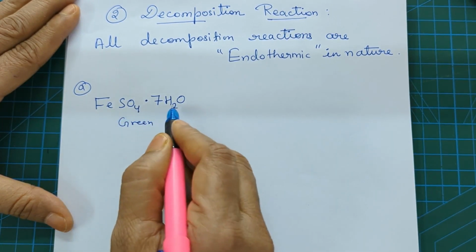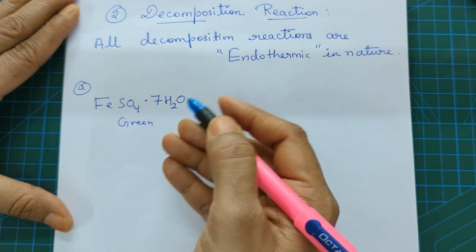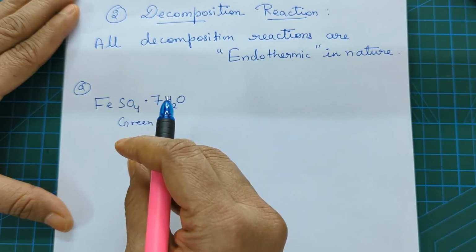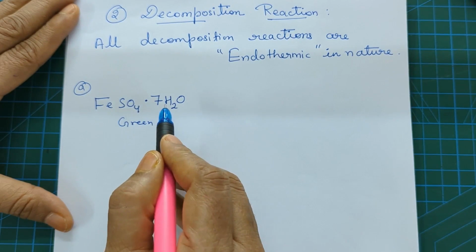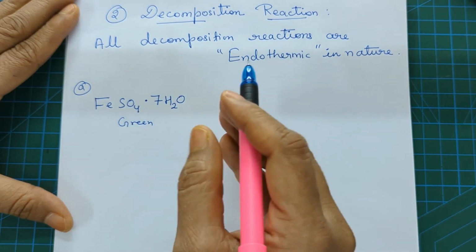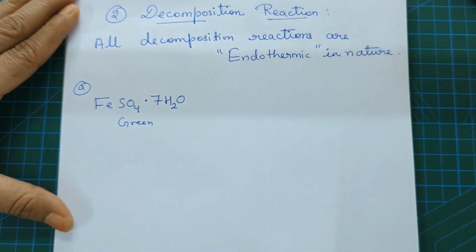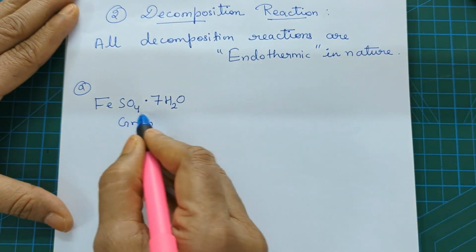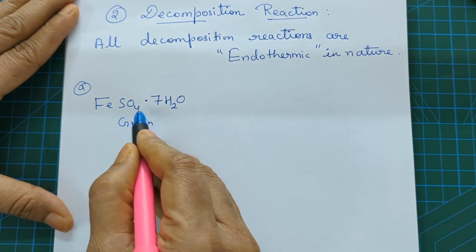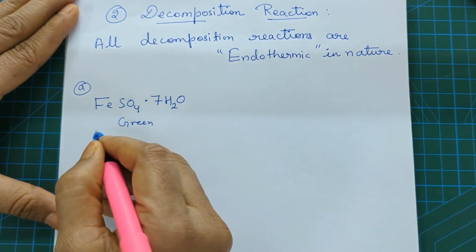And what is the name of this compound which is going to decompose by absorbing heat energy? Absorbing heat energy means this has to be heated. As a result, its different compounds are separated off. Few are solid, few are gases, and few are liquid. So this is called ferrous sulfate heptahydrate.